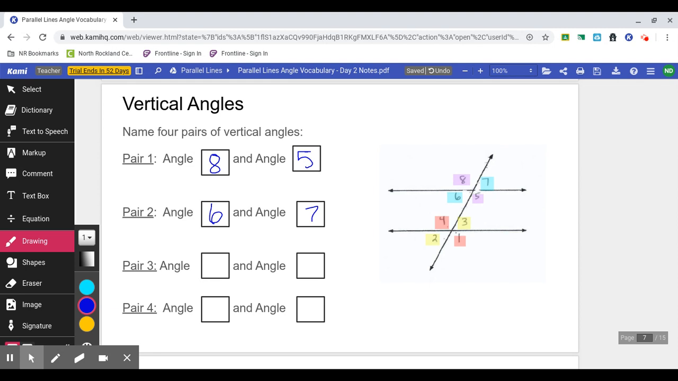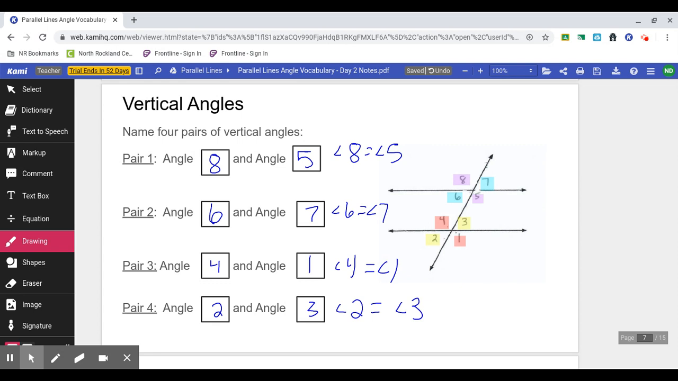Now again, the important thing we need to remember is all these pairs of angles are equal to each other. So angle 8 is equal to angle 5. Angle 6 is equal to angle 7. Angle 4 is equal to angle 1, and angle 2 is equal to angle 3. That piece of information is going to help us in a little bit.